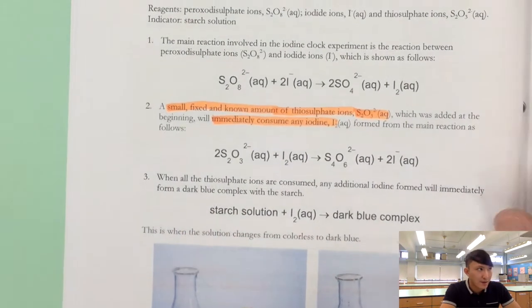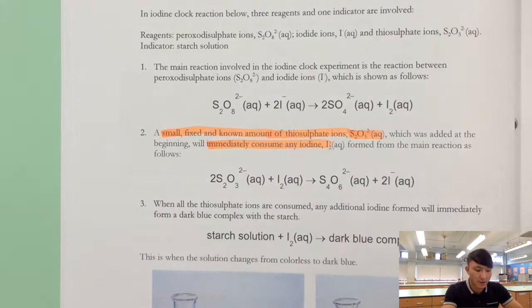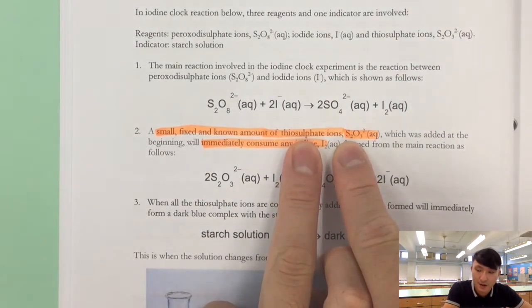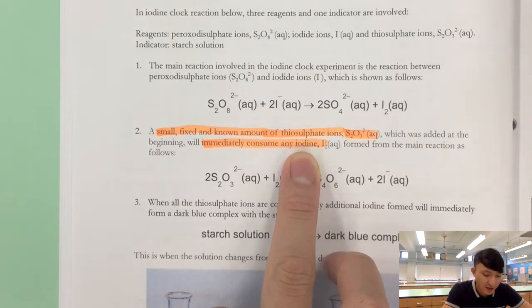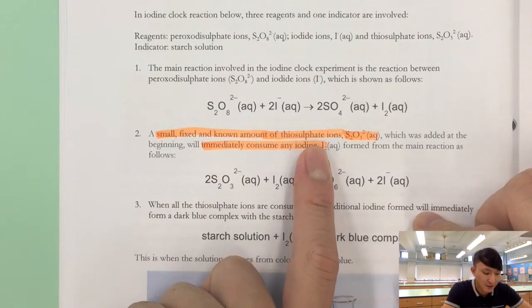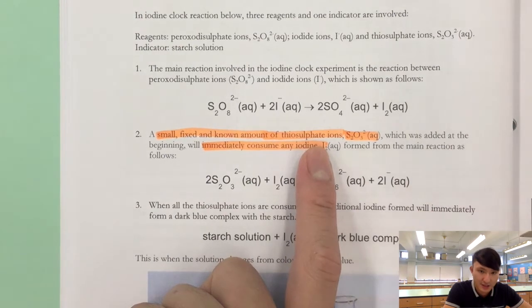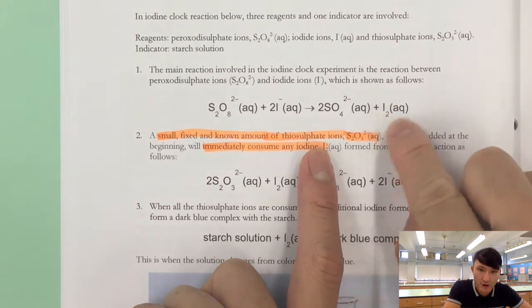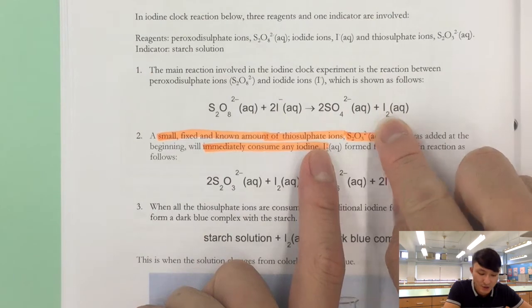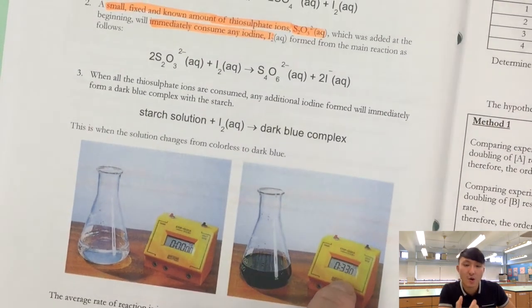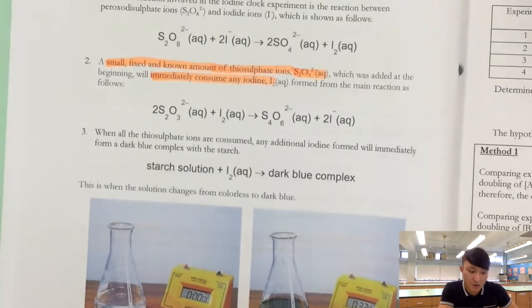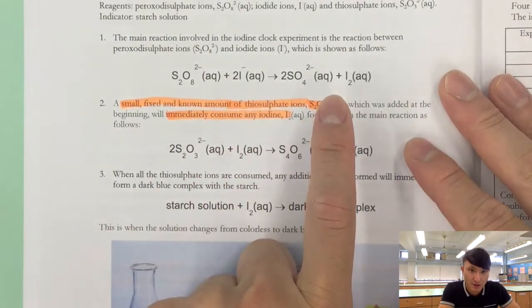Now what is the purpose of thiosulfate then? Well, besides diluting the reaction to give you that dramatic observation, actually, this thiosulfate is used to indicate a certain amount of iodine being produced. So here, we want to record the time it takes for a certain quantity of iodine to be produced from the main reaction.